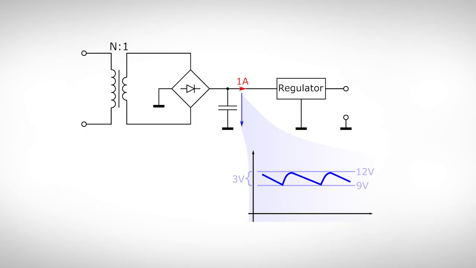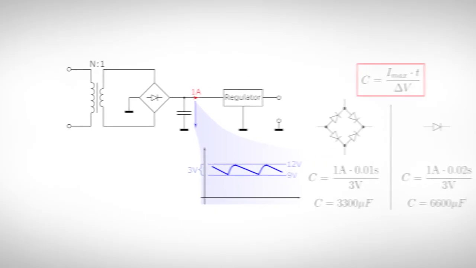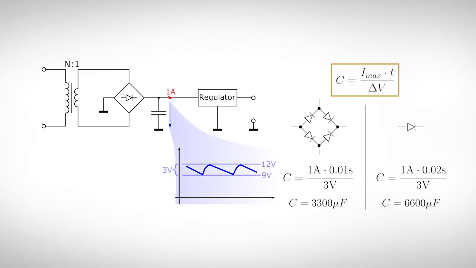If we need a certain minimum voltage on the input of our regulator, we have to consider the whole chain from the AC input to the output of our rectifier. For example, we want to have a minimum voltage of 9 volt with a maximum current of 1 amp. We know that the voltage at the capacitor is pulsating. We choose a maximum voltage drop of 3 volt at the capacitor. With that voltage drop and the maximum current, we can calculate the value for our capacitor.